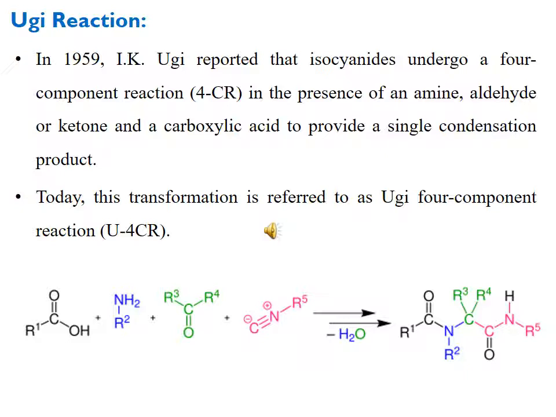So this is the overall reaction of Ugi 4 component synthesis, in which 4 components have been combined together to form a single moiety with the removal of a single water molecule. And also due to high reactivity of isocyanides and these reacting species, we do not need to use a catalyst for the propagation of this reaction.